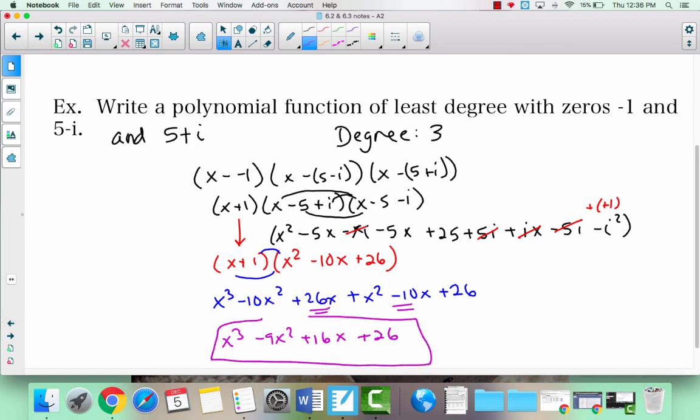And there is our polynomial of least degree with zeros negative 1, 5 minus i, and 5 plus i. Okay? So always plug those into an equation using subtraction, simplify if you can, and then multiply it all out, and you're done.